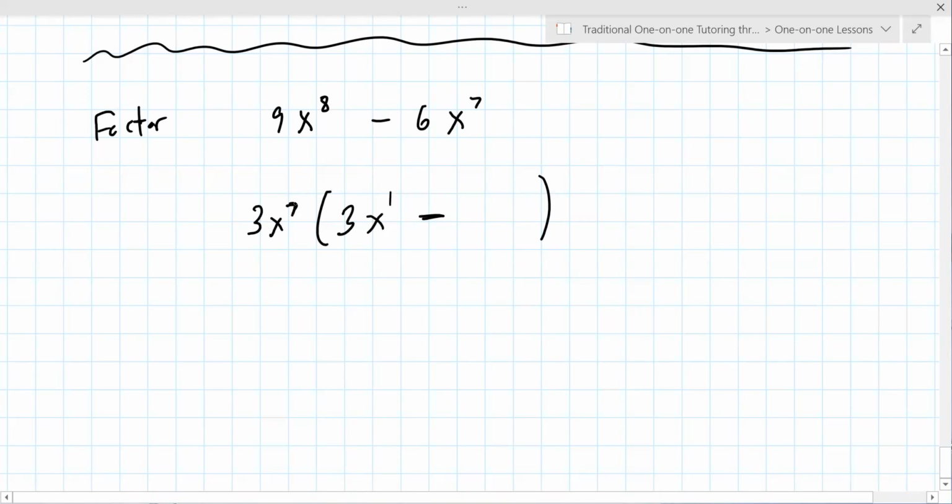Don't apologize, because you're doing fine. 7 plus 1 is 8. That's how you figure that out. Minus what goes here? Minus 2. If I put an x here, it's just 2. Exactly. Yes, very good. Okay, let's try another one.